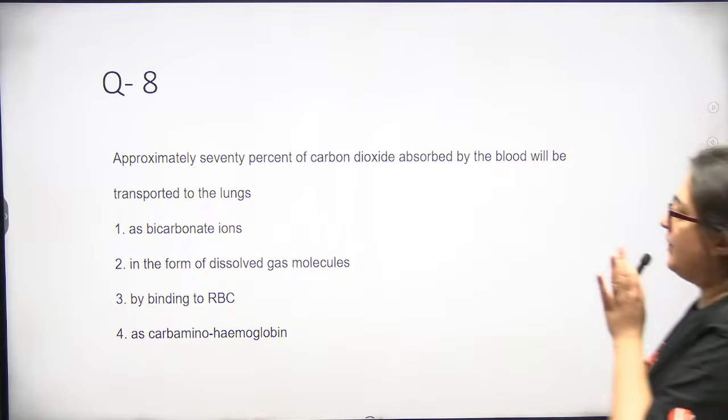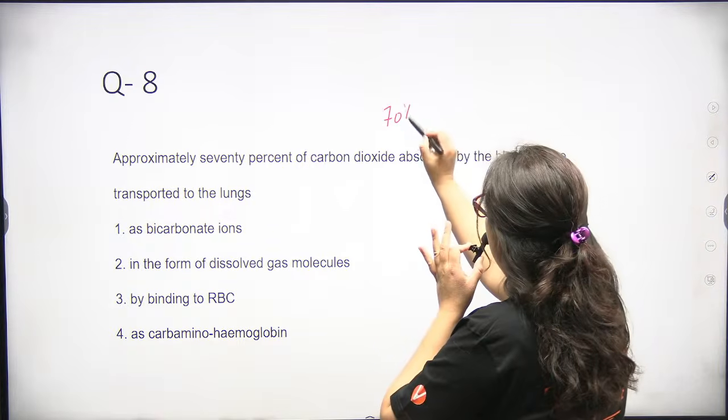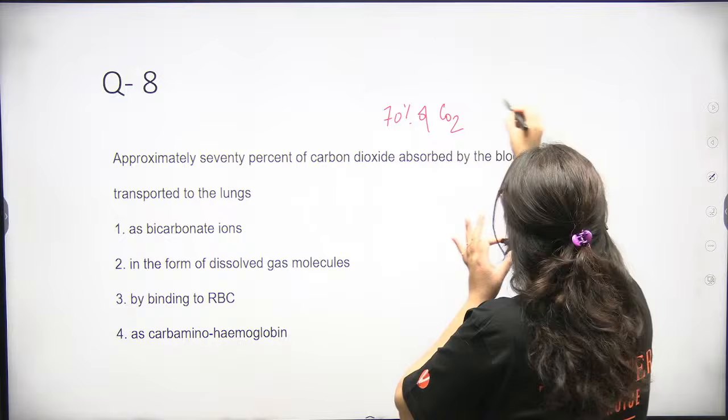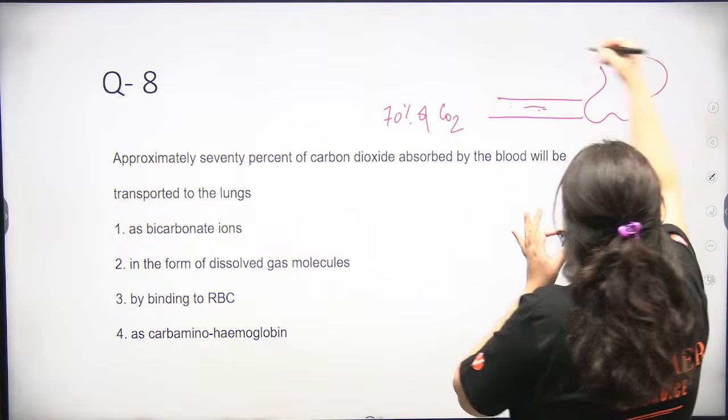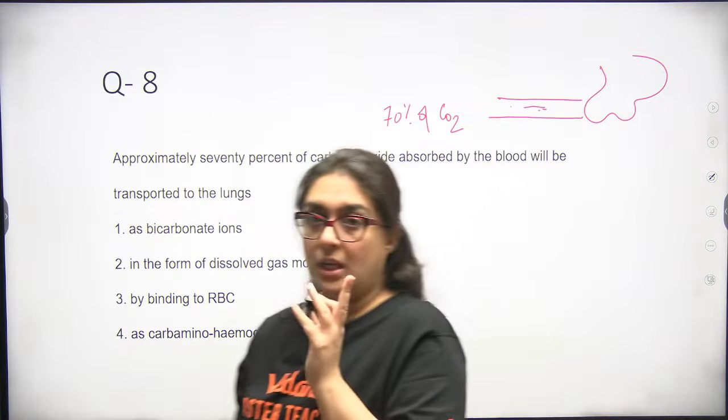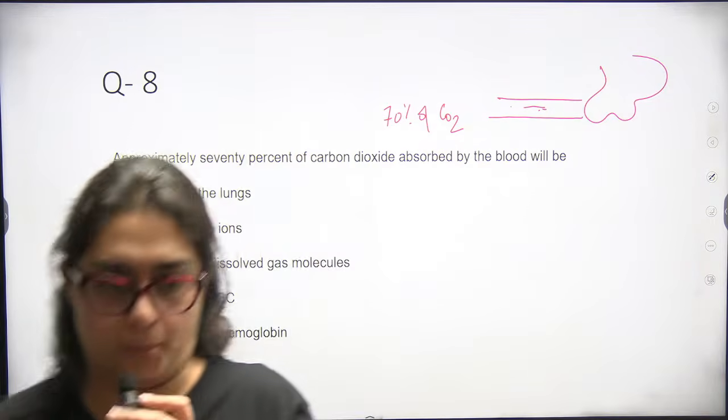Approximately 70% of CO2 absorbed by the blood will be transported to the alveoli of the lungs for exhalation. In what form?